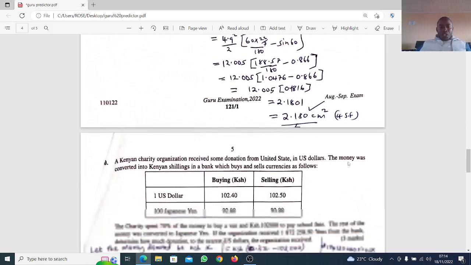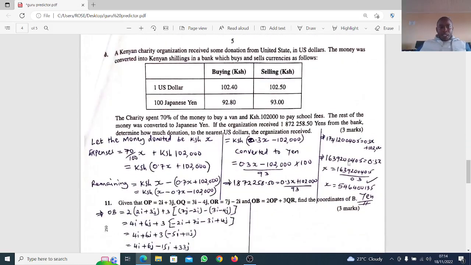The next question is question number 10. A Kenyan charity organization received some donation from the United States in US dollars. It received the money in US dollars. The money was converted into Kenyan shillings in a bank which buys and sells currencies as follows. So this is the buying and this is the selling.